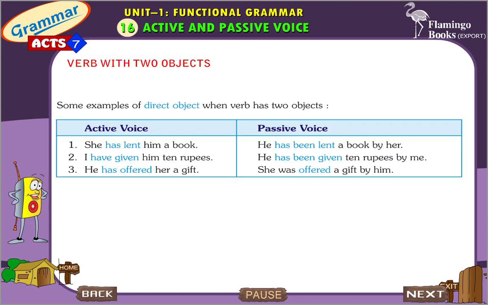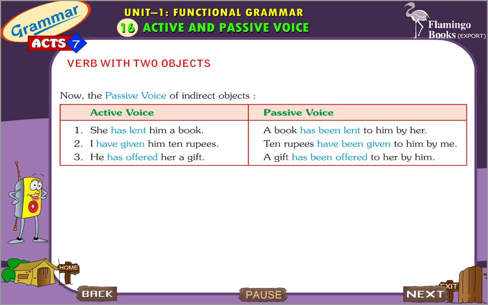Some examples of direct object when verb has two objects. Active voice, passive voice. She has lent him a book. He has been lent a book by her. I have given him 10 rupees. He has been given 10 rupees by me. He has offered her a gift. Now, the passive voice of indirect objects.